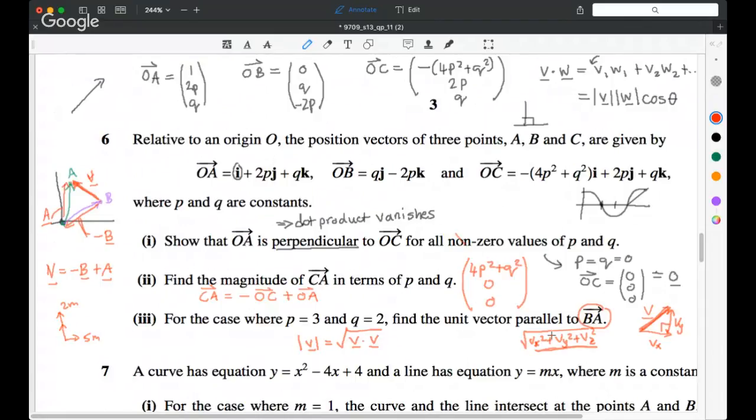So if we're looking for a unit vector parallel to BA, we don't have to worry about where it starts and where it ends. It just has to be in the same direction as BA, but of unit magnitude, which means magnitude 1. So basically I need a vector which looks like BA, but if I take the magnitude, I will get 1. So if I have some arbitrary three-dimensional vector, say (a, b, c).